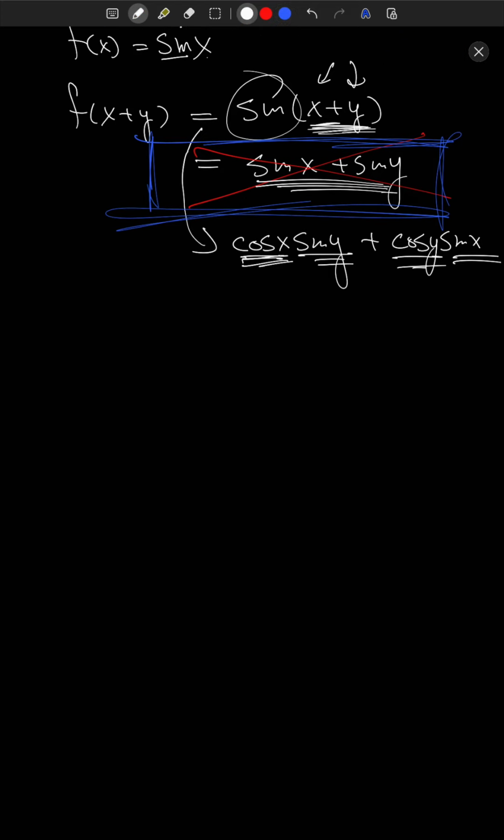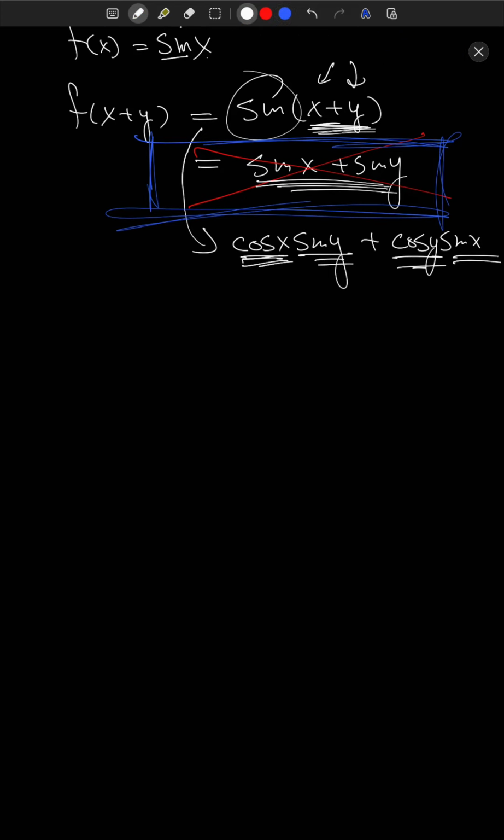What is square root x? That's f of x. What's square root y? That's f of y. So if you do this step from here to here, you can see that in effect it's saying that f of x plus y for this function is equal to f of x plus f of y. But again, in general, it's not true. And in this particular case, it's also not true. So you cannot do this.